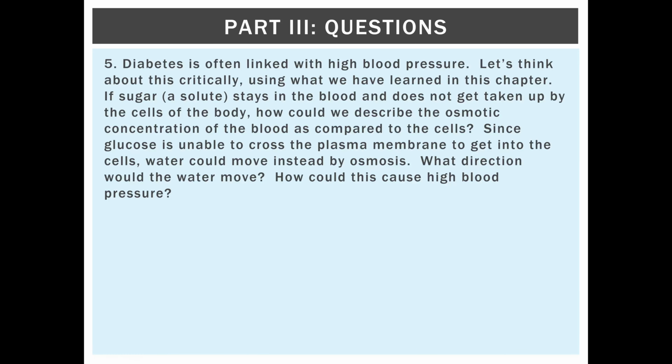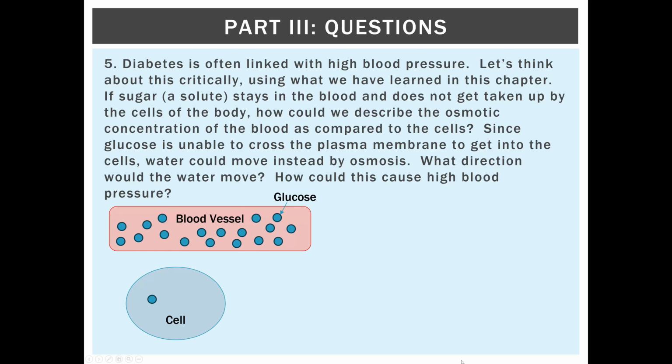Number 5, diabetes is often linked with high blood pressure. Let's think about this critically using what we have learned in this chapter. If sugar, a solute, stays in the blood and does not get taken up by the cells of the body, how could we describe the osmotic concentration of the blood as compared to the cells? Since glucose is unable to cross the plasma membrane to get into cells, water could move instead by osmosis. What direction would the water move? How could this cause high blood pressure?